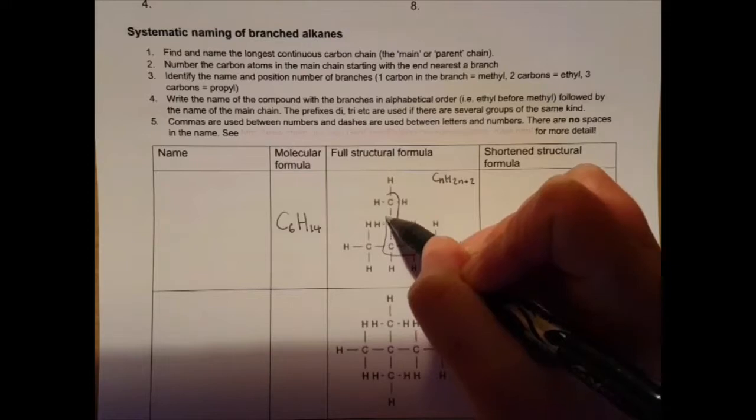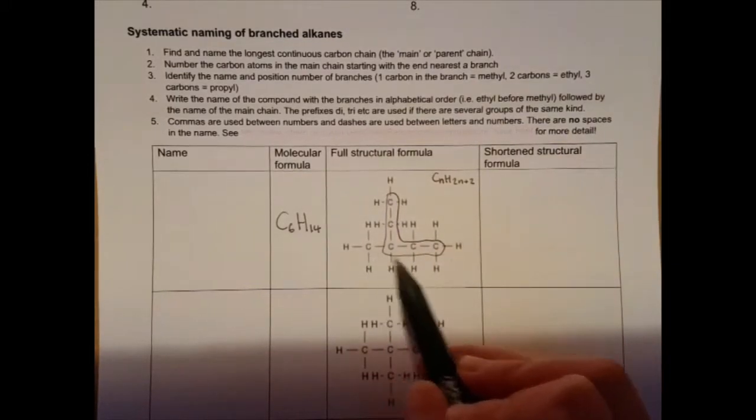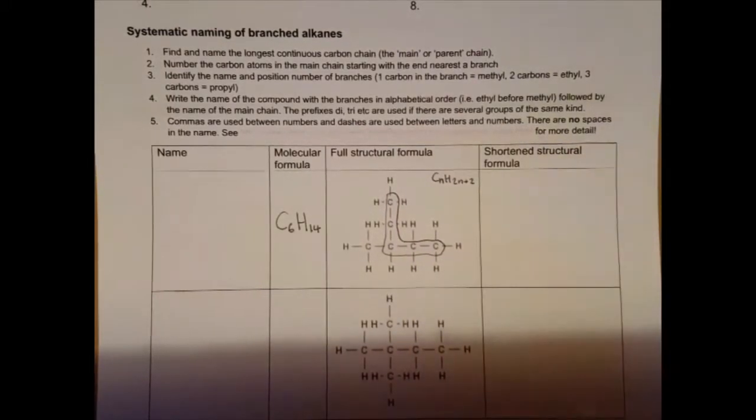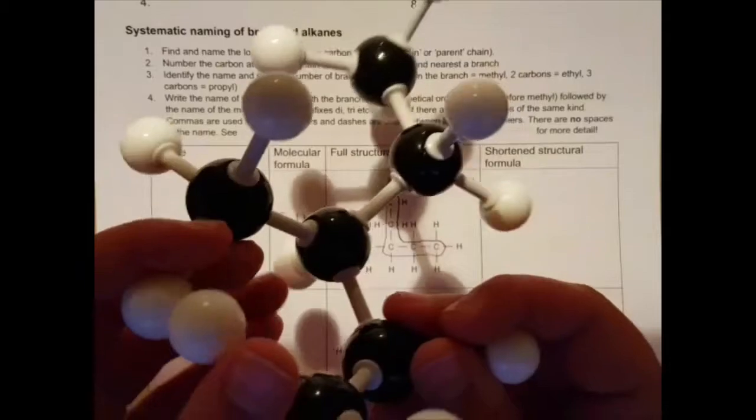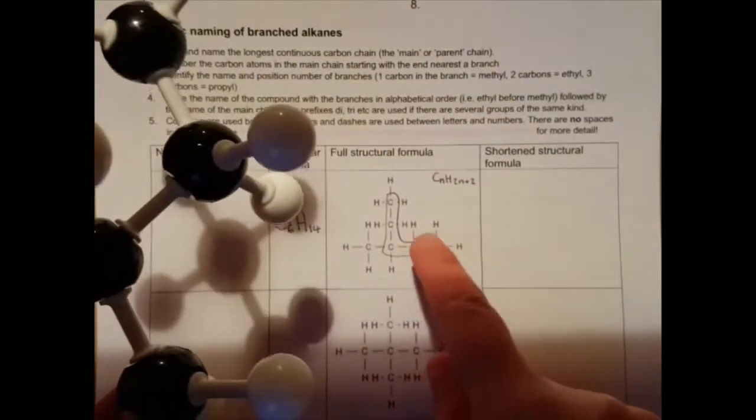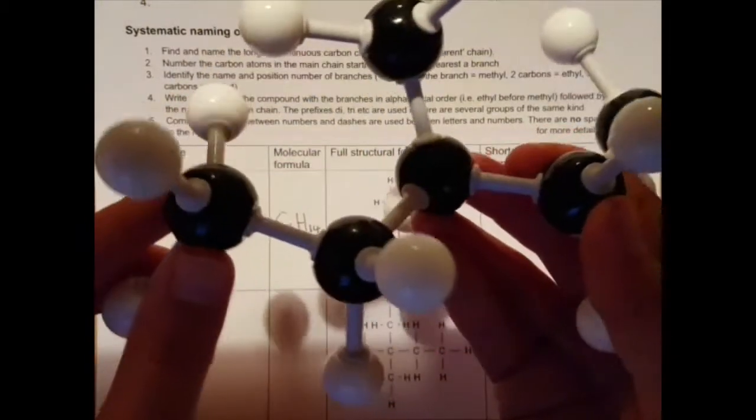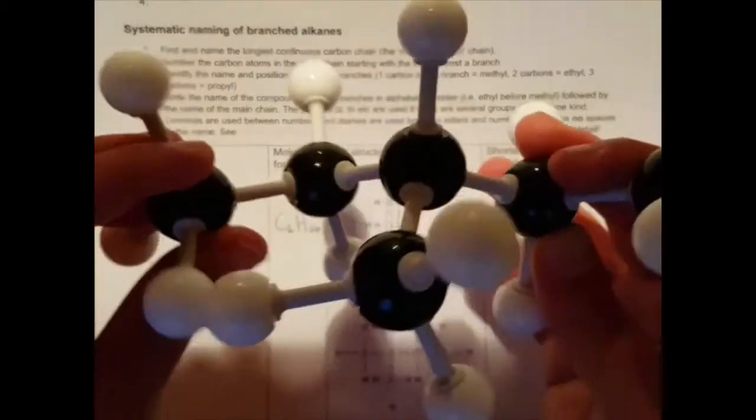So your main chain isn't always the one going across the page. Sometimes it can go round a corner. And remember, that's just because when we draw these structures, even though they look very rigid on paper, these structures are flexible. So what I've made is actually the model of the structure on the paper there. And each one of these single carbon-to-carbon bonds can twirl around.